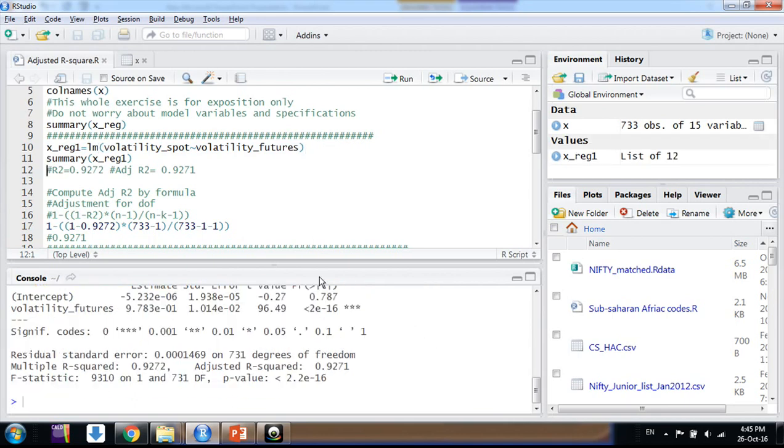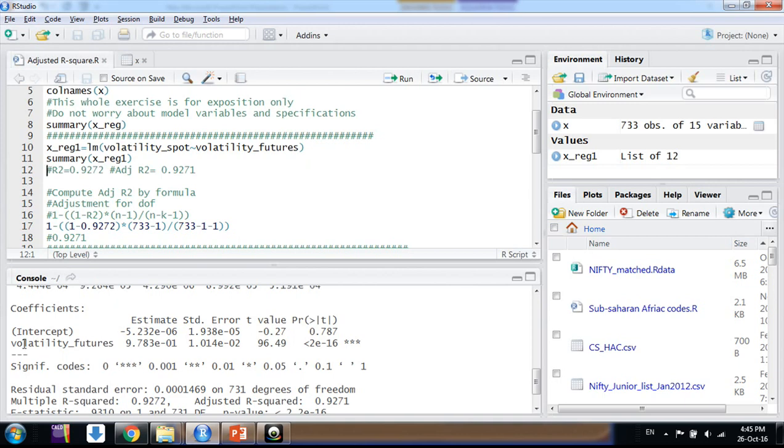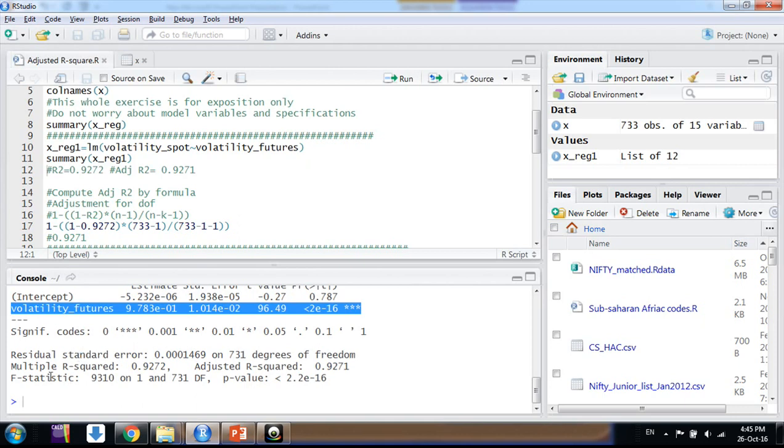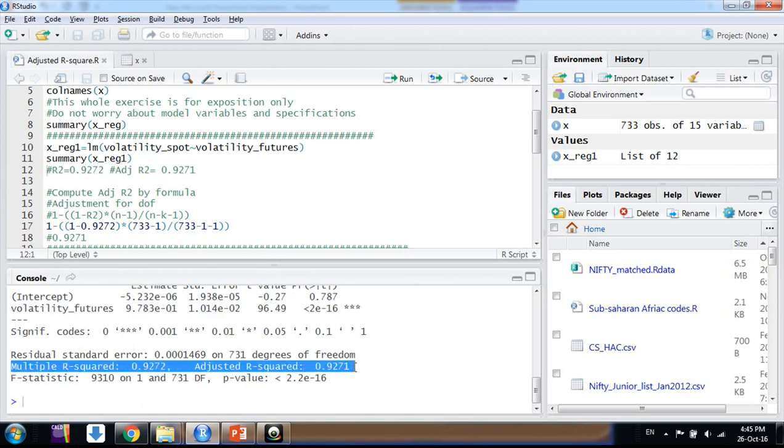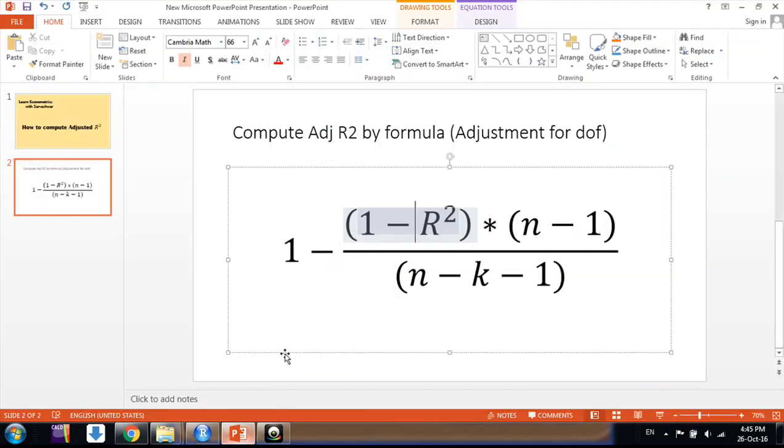What is the summary of the result? The summary says the volatility of futures is highly significant, and the R square and adjusted R square are also given here. But how do we compute them? The formula I have taken here is very simple. It's from the literature, and I'm not going into how it has been derived. I'll just mention the intuition: it is 1 minus R square, where R square is the regular R square coming from the model.